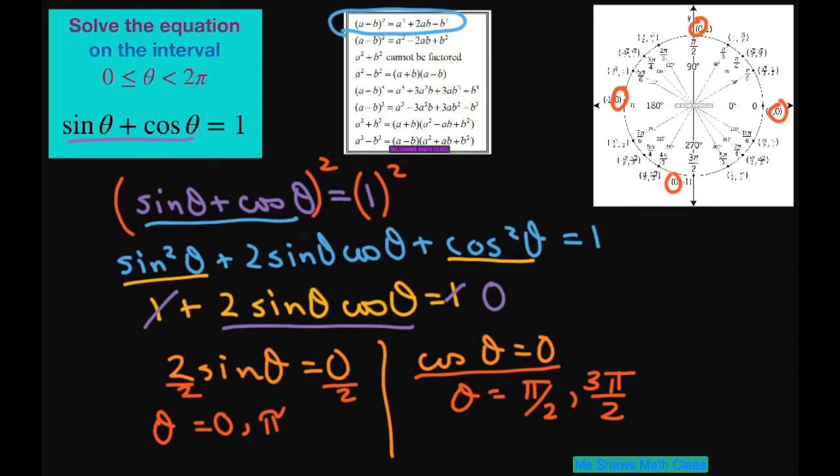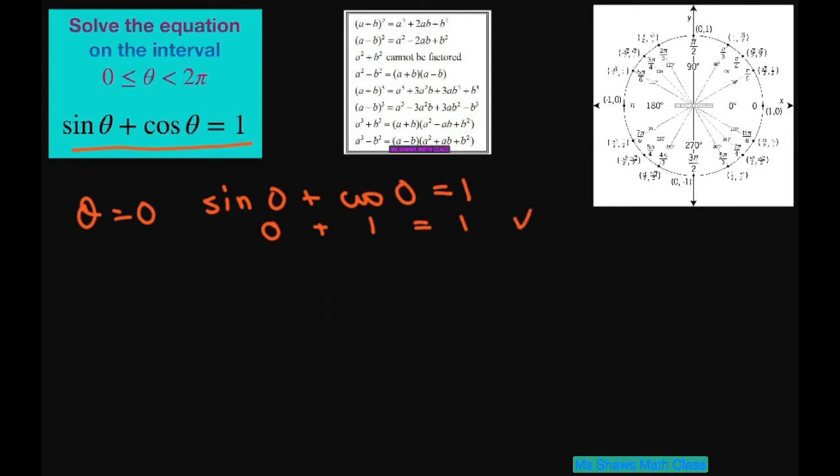Now, the problem with the squaring is you have to check all the solutions. So that's what we're going to do next. All right, so we go back to our original equation. When theta is 0, does sine of 0 plus cosine of 0 equal 1? So this is 0 plus 1 equals 1. So this is a solution. So this works.